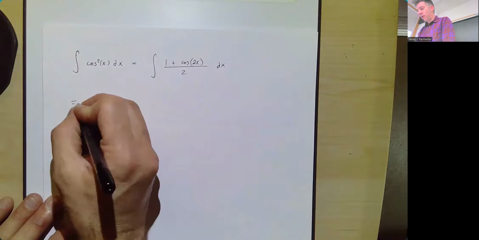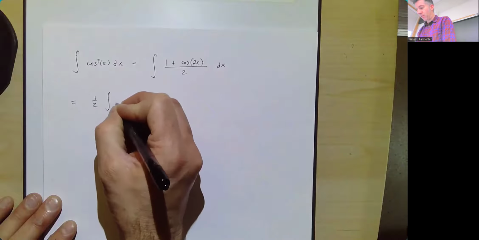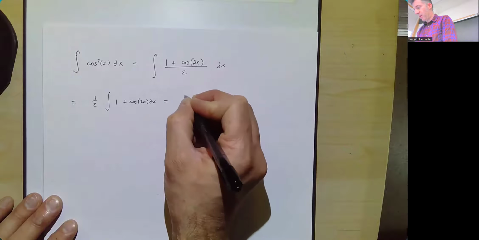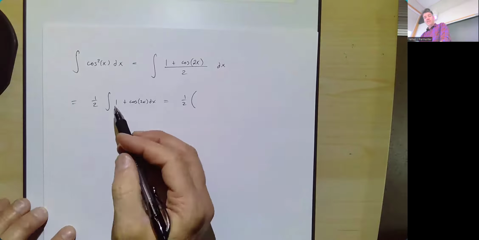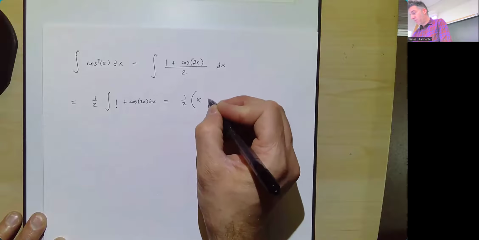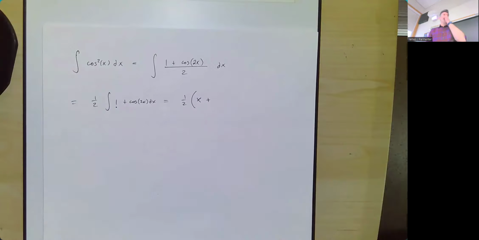And then you're going to get 1/2 times the integral of 1 plus cosine of 2x dx. The 1/2 hangs out. What's the antiderivative of 1? What's the antiderivative of cosine of some stuff? Is it positive or negative?